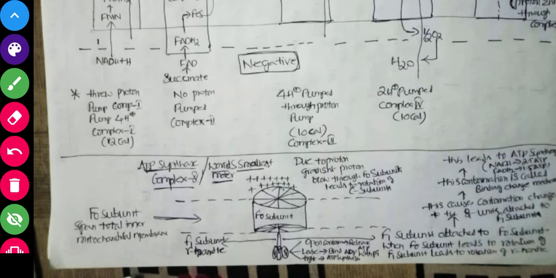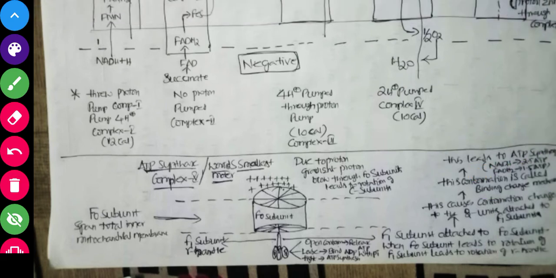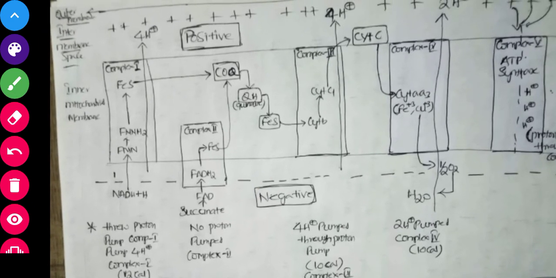This ultimately will lead to the binding change conformation. This leads to synthesis of ATP. Finally, NADH will synthesize 2.5 ATPs and FADH2 synthesizes 1.5 ATP. But why is this the case? Why will this happen? Why does NADH synthesize 2.5 ATP and why does FADH2 synthesize only 1.5 ATP?